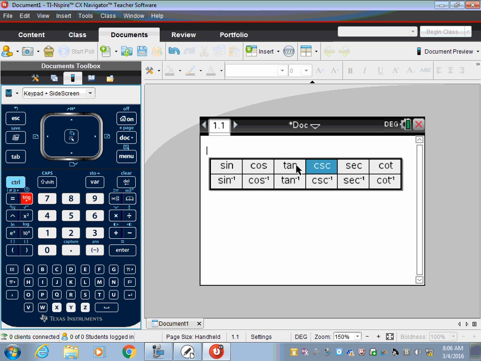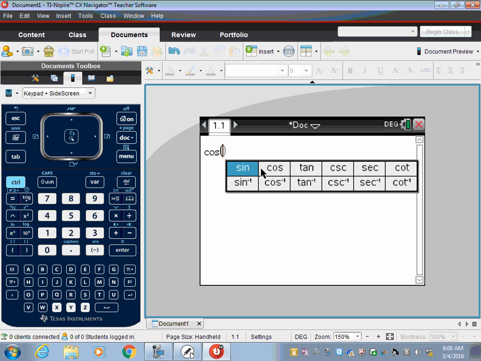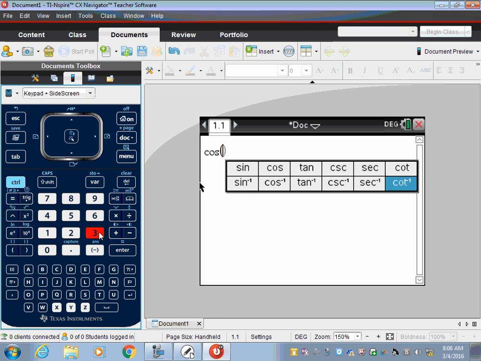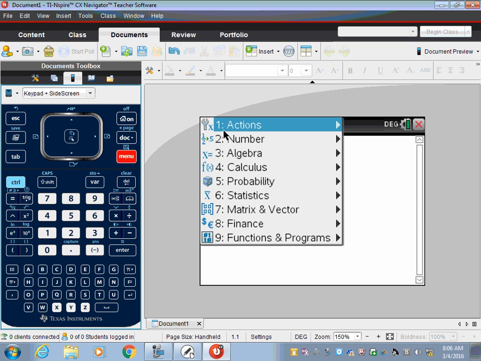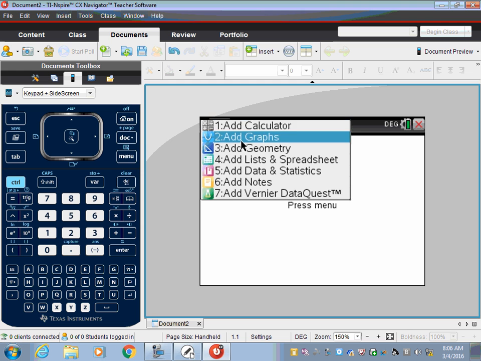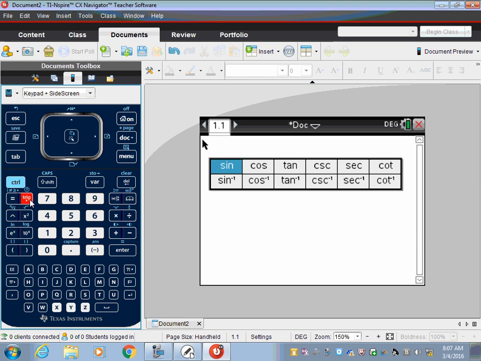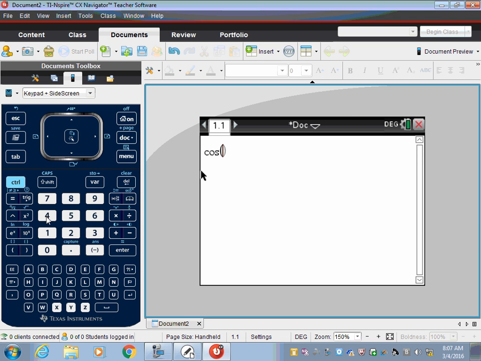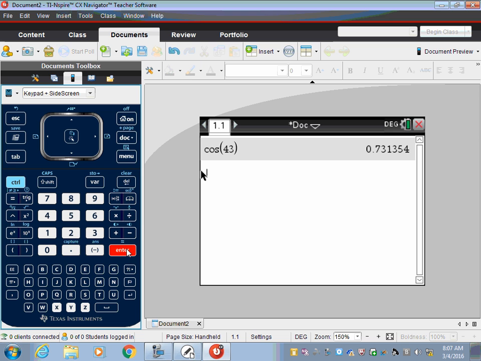We're just going to worry about the first three here and the first three below. So hit cosine, that'll give you the cosine. Then we have to just put in 43. If it'll let me do that. Let's try this again. Nope. Okay. Cosine 43. Hit enter. And we get this decimal.